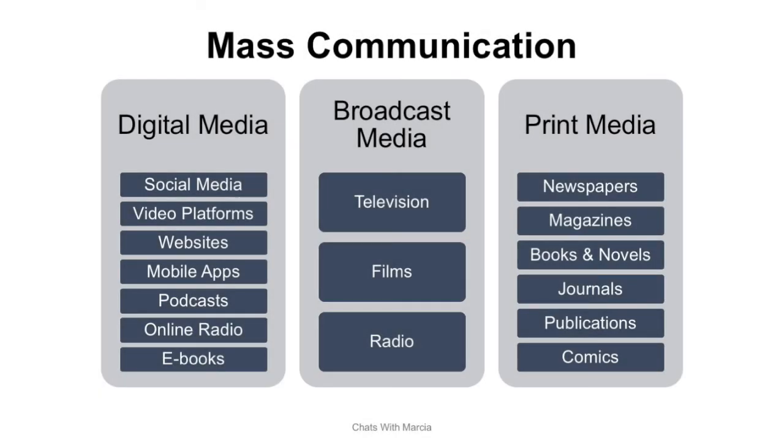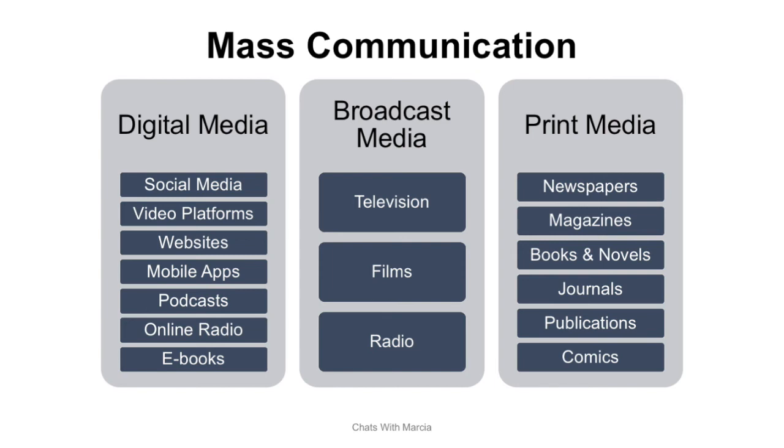Mass communication today is distributed primarily through digital and broadcast media. Digital media includes social media, video platforms, websites, mobile apps, podcasts, online radio, and ebooks. Broadcast media includes television, films, and radio. There's also print media, which includes newspapers, magazines, books, novels, journals, publications, comics, etc. Messages are sent to us through mass communication.